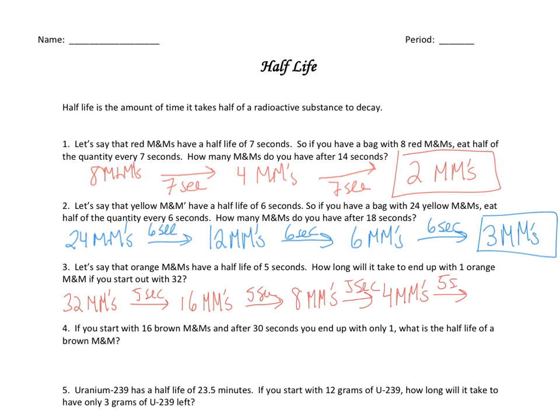Another 5 seconds, 2 M&Ms. And then another 5 seconds, we'd be left with 1 M&M. So let's count that. So we got 5 plus 5 plus 5 plus 5 plus 5. 1, 2, 3, 4, 5 half-lives. 5 times 5 would be 25 seconds. So the answer is 25 seconds. Put 5 there. Okay, let's do the next one.